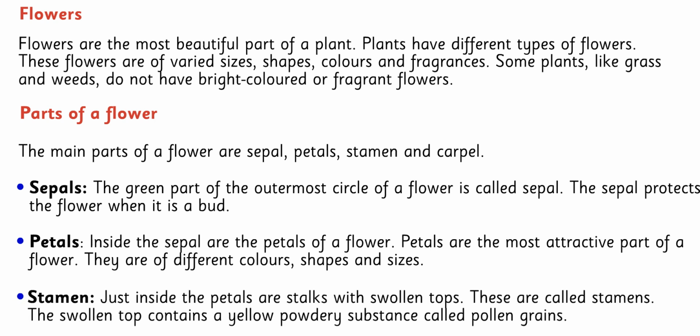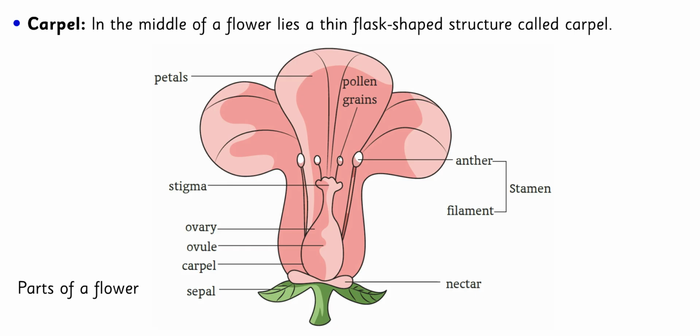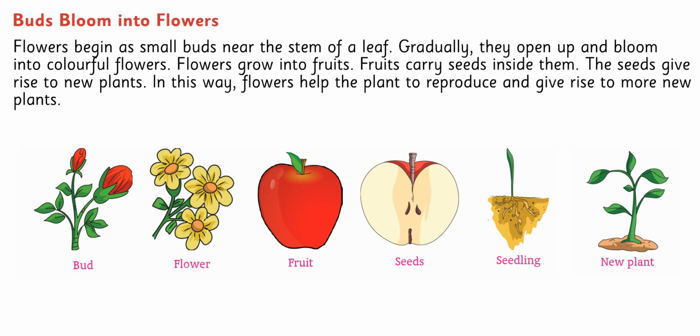Stamen. Just inside the petals are stalks with swollen tops. These are called stamens. The swollen top contains a yellow powdery substance called pollen grains. Carpel. In the middle of a flower lies a thin flask-shaped structure called carpel. Here is the picture of the parts of a flower. Buds bloom into flowers. Flowers begin as small buds near the stem of a leaf. Gradually they open up and bloom into colorful flowers. Flowers grow into fruits. Fruits carry seeds inside them.